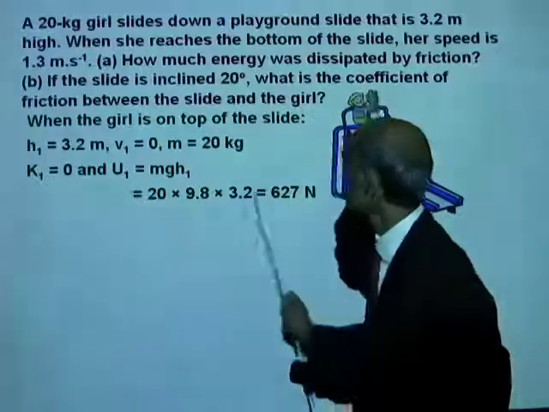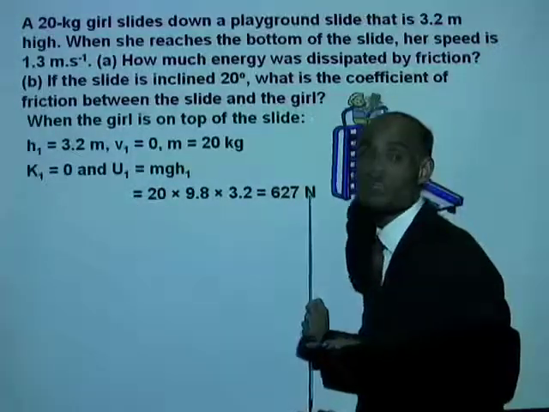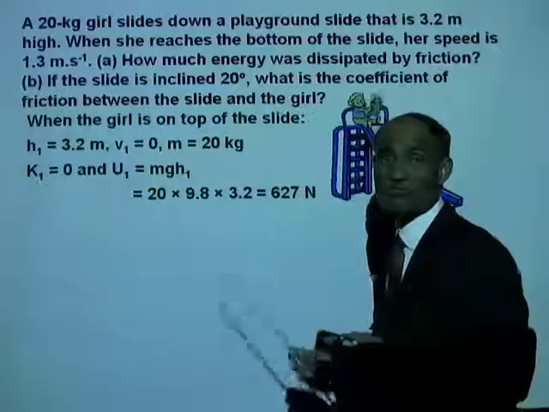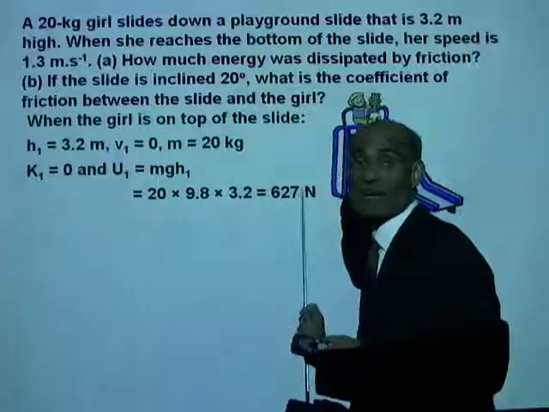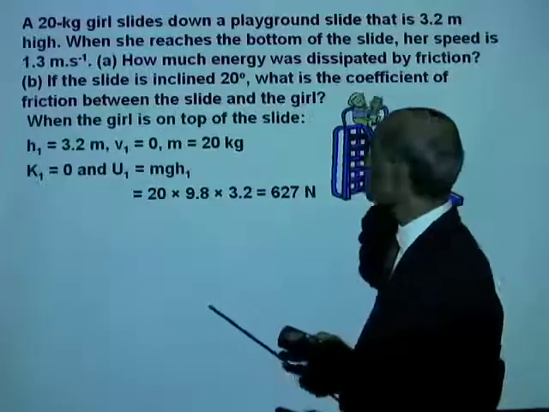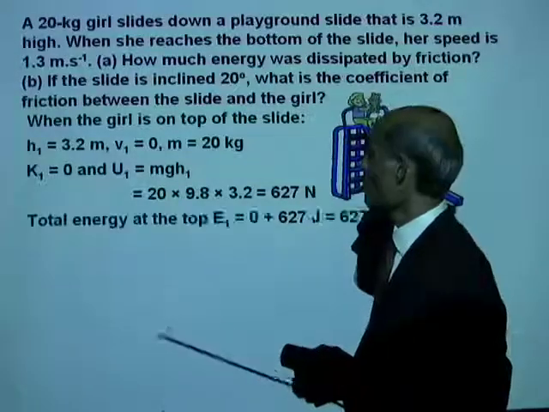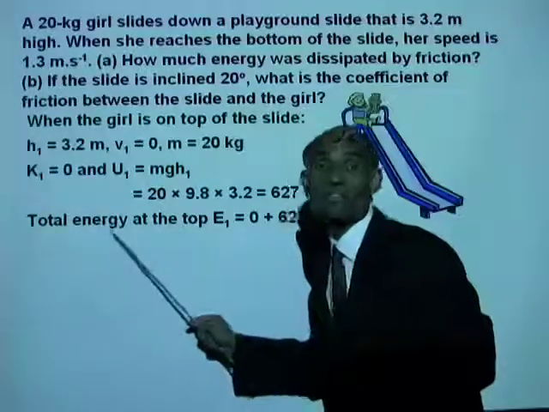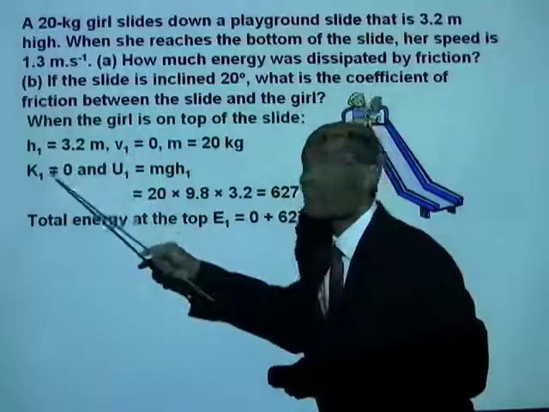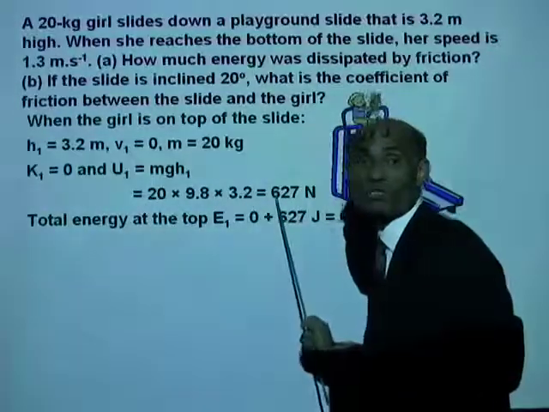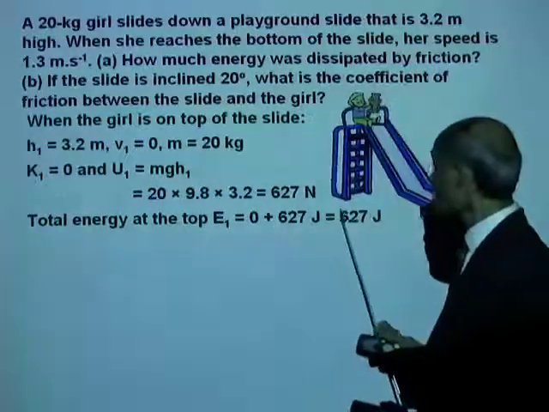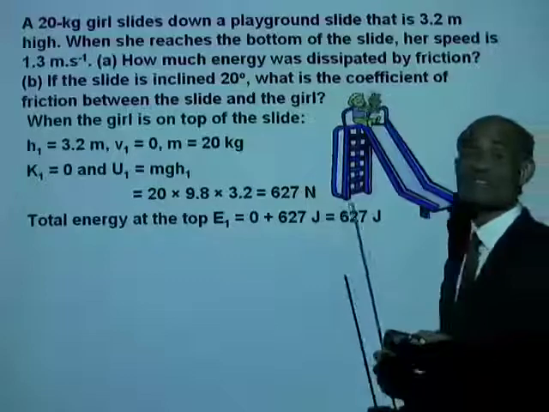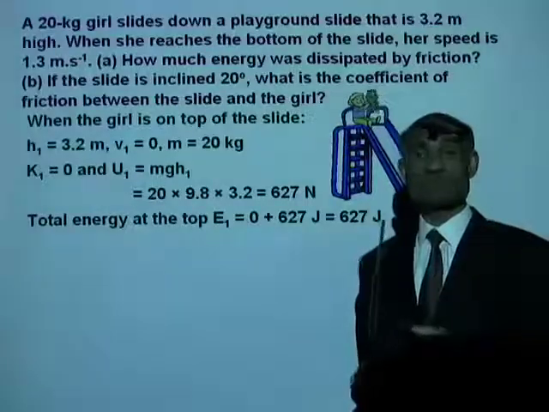Potential energy, is that right? It's not Newton, it must be joules. So correct that Newton to joules. Her potential energy at that height is 627 joules. What is the total energy at the top? The kinetic energy is 0, the potential energy is 627 joules, therefore the total energy is 627 joules.